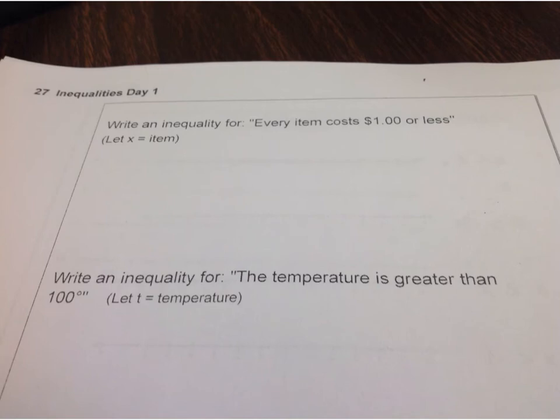Alright, so we're getting pretty close to finishing up here. On these we're going to write inequality statements from an example, and I actually think these are a little easier because you have a scenario to go off of. So on this one we have, write an inequality for every item costs $1 or less. We don't know how many items, so let x be items, but every item costs $1 or less.